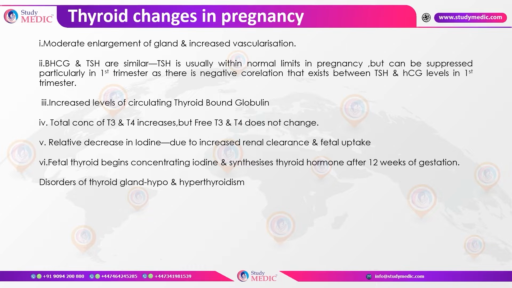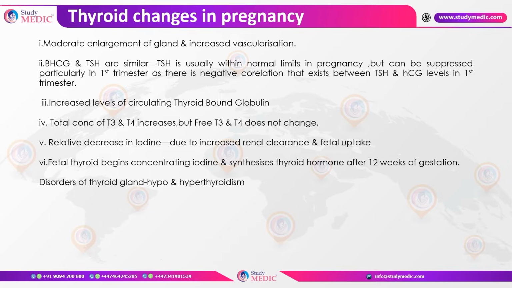And in cases where you have too much beta HCG, like in hyperemesis, a multiple pregnancy, or a molar pregnancy, you can have biochemical hyperthyroidism. That means because of the structural similarity, TSH secretion is decreased. But in the second and third trimester, when the beta HCG levels are low, TSH comes down to normal levels and is within the normal ranges of pregnancy.